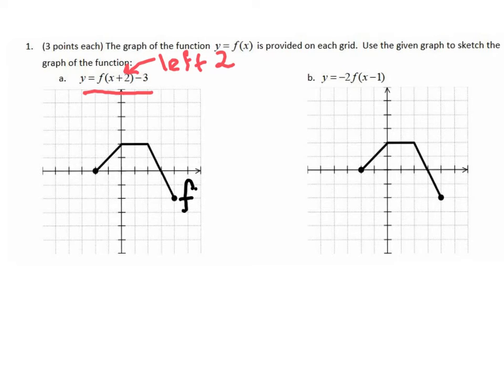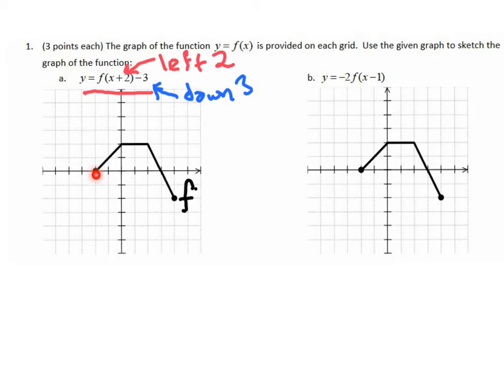Now the minus 3 outside of the function f: when we add or subtract a number outside of the basic function, that results in a vertical shift in the graph. And so minus 3 would shift the graph down 3 units. So to draw the graph of this new function, we have to go point by point, shifting the important points on this graph left 2 and down 3.